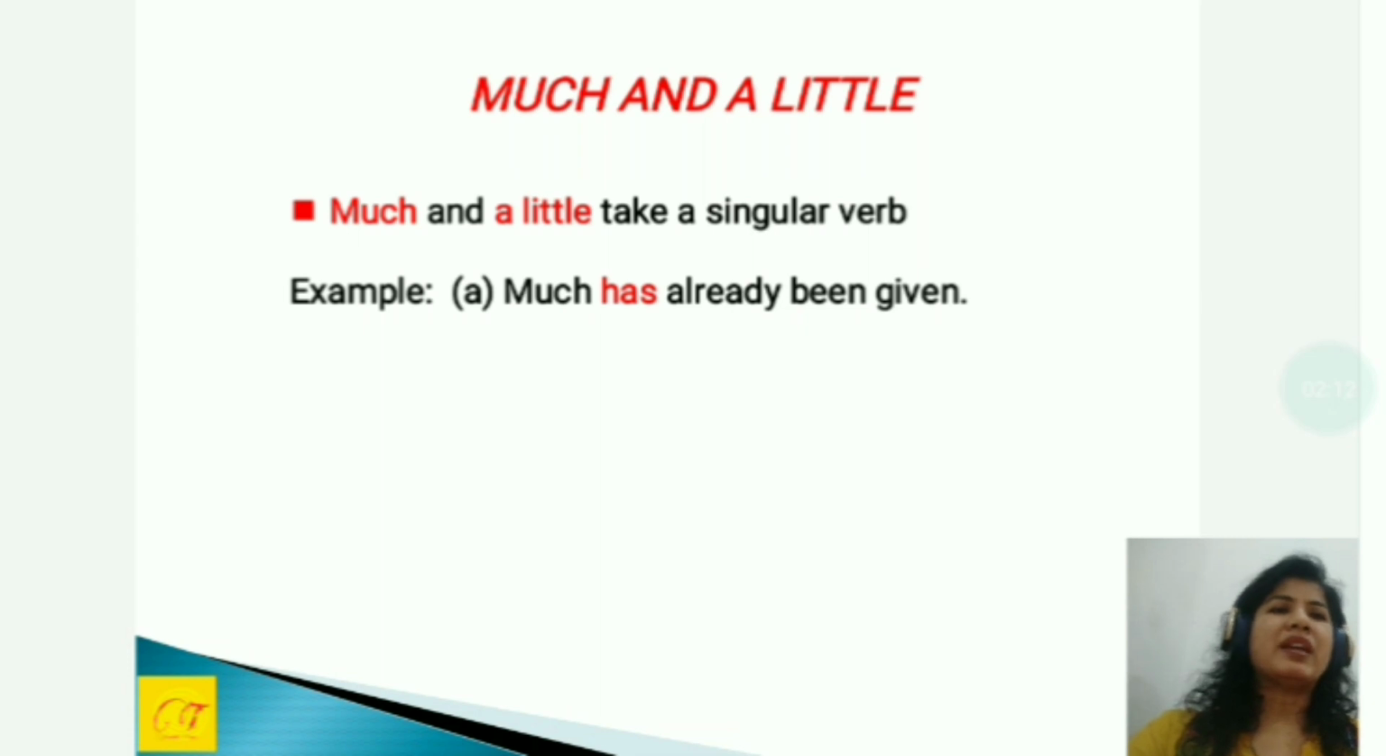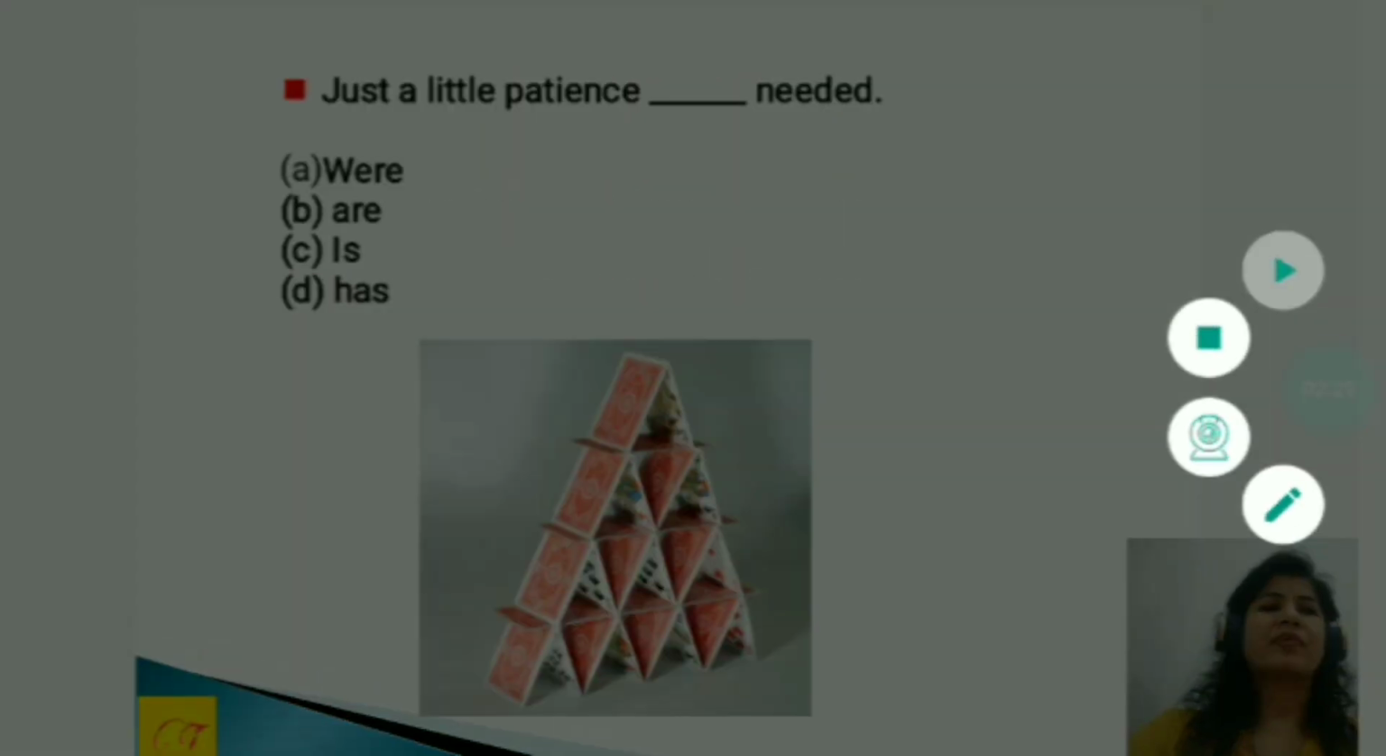The next rule is much and a little. Much and a little take a singular verb. Alright? Much has already been given. Has, a singular verb, is used with it. Remember that much and a little take a singular verb.